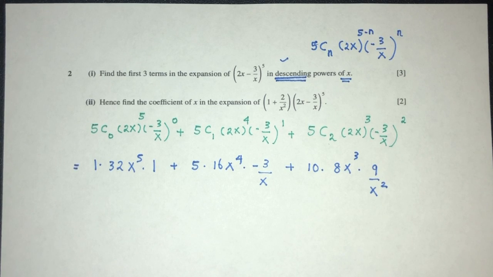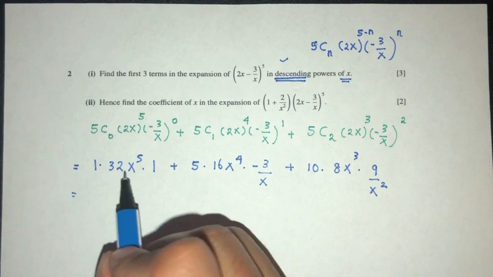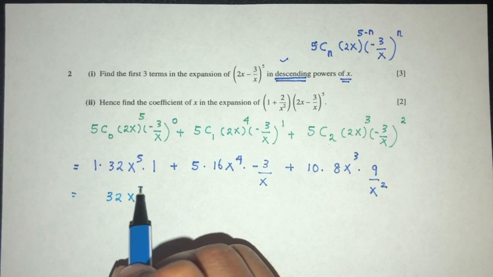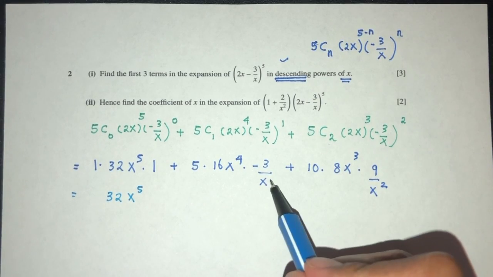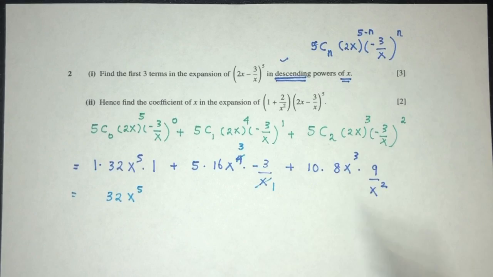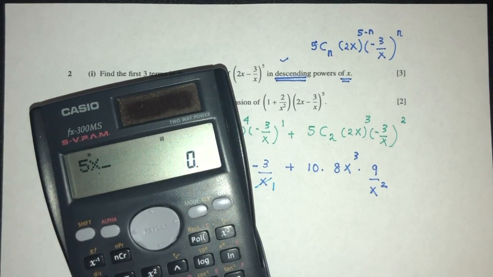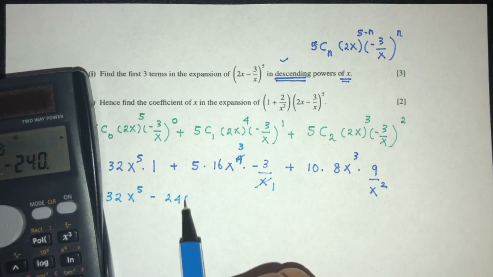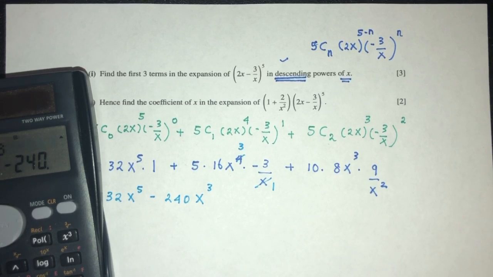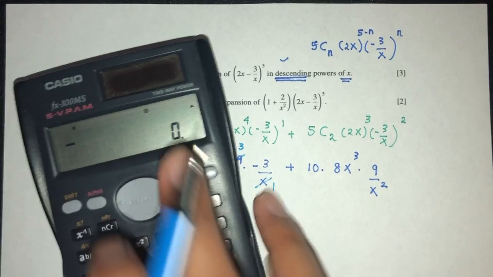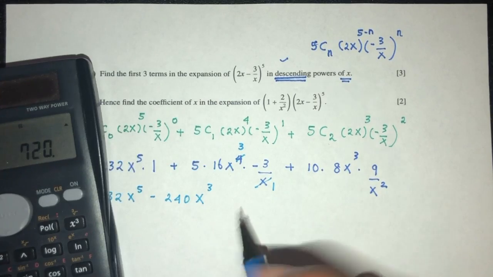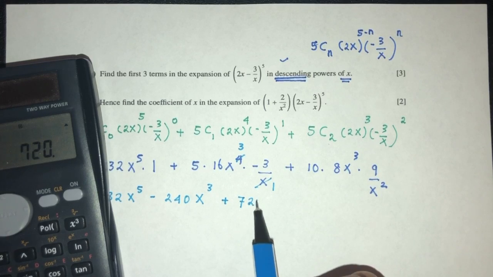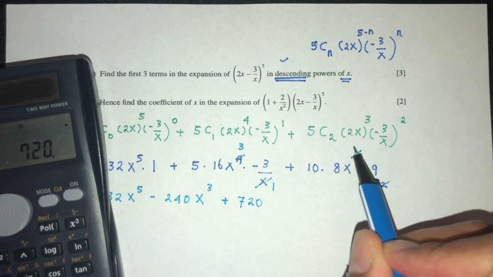Now we have to simplify one by one. So this will become 32 x power 5. And this will cancel out. That will be 3 here. Here you'll have 5 times 16 times minus 3, that will be minus 240 x power 3, because here we have power 3 remaining. And lastly, we have 10 times 8 times 9. You will have plus 720. And that will cancel out with this. That will be 1 remaining.